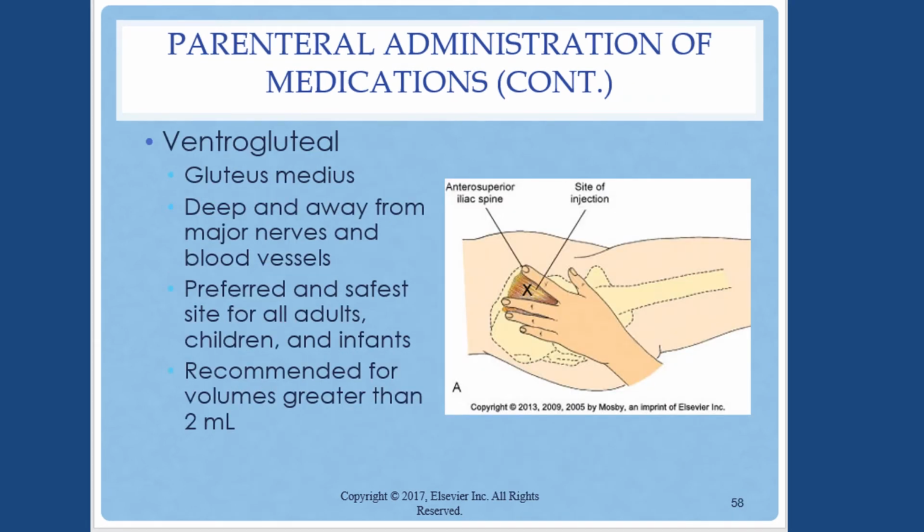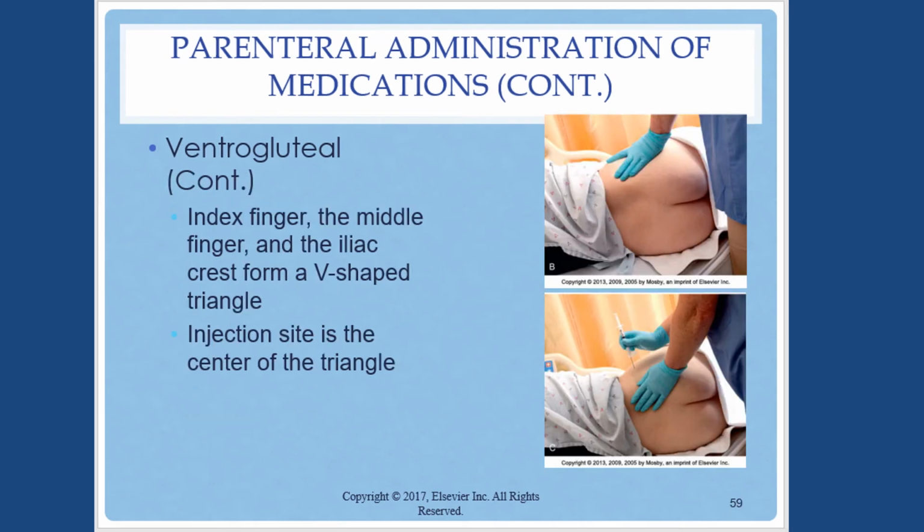Okay, and speaking of ventrogluteal, here are the landmarks. Please know these, and it tells you right there at the bottom, recommended for volumes greater than 2 mLs. And remember, when we're talking about IM injections, we do aspirate on our IM injections, except for immunizations. The CDC has told us we don't have to aspirate on IM injections that are immunizations. Otherwise, you will aspirate. And remember, if you aspirate blood, you're going to start over. Okay, this is just another slide detailing how to find that ventrogluteal.